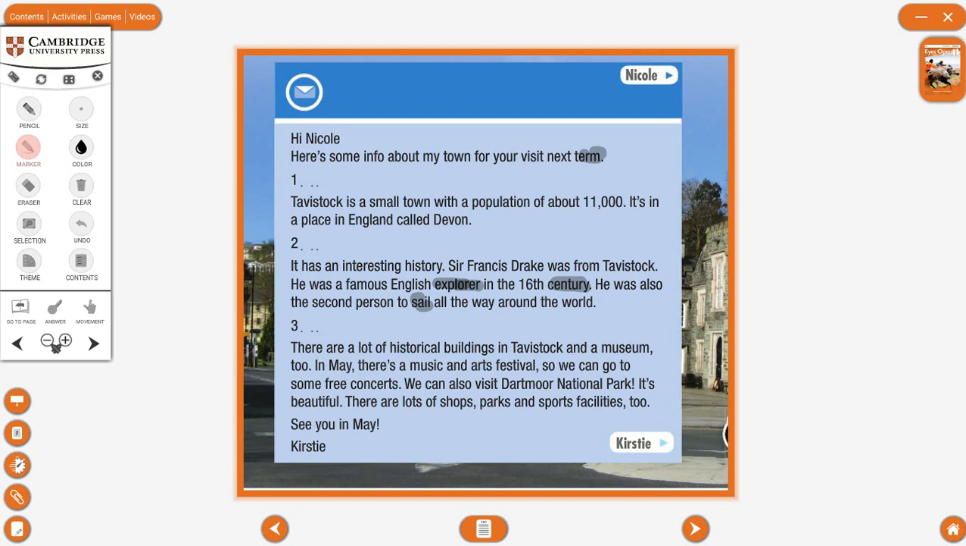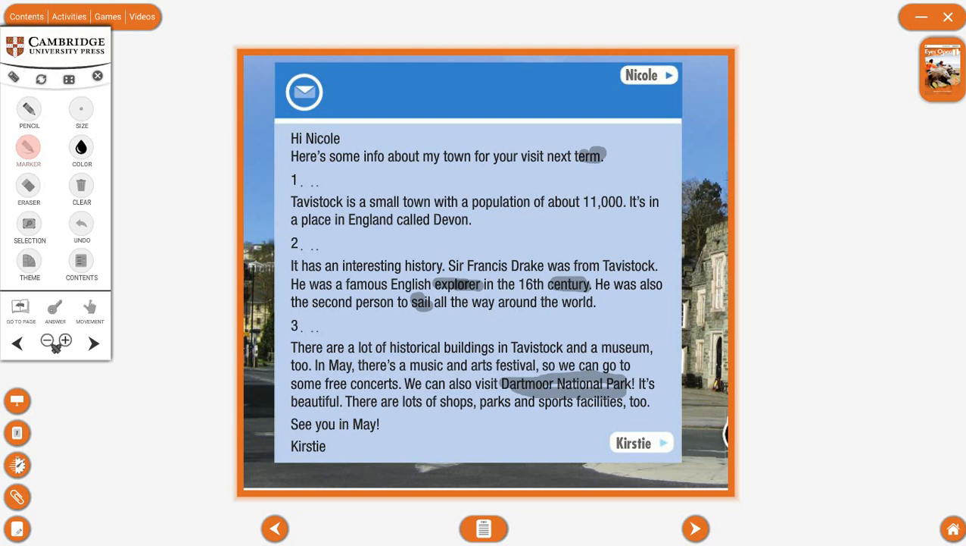And there are lots of historical buildings in Tavistock and a museum too. In May, there is a music and art festival, so we can go to some free concerts. We can also visit Dartmoor National Park. Do you know Dartmoor National Park? Dartmoor National Park is the largest area of open country in the south of England. Spielberg shot his film War Horse there, don't forget that.